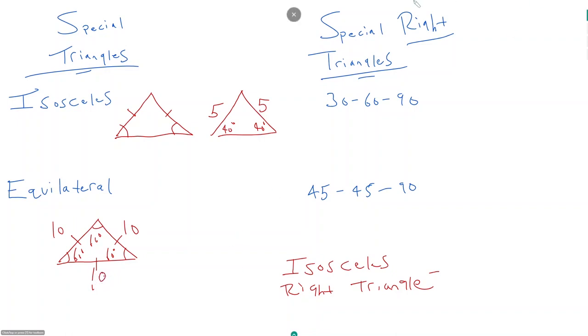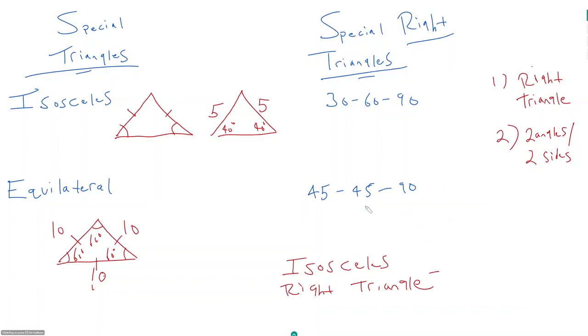So now let's talk about our special right triangles. We'll start by talking about our 45, 45, 90 triangles. To know you have a special right triangle, you need to know two things. You need to know that you have a right triangle to start. And then once you know that you have a right triangle, you need to know either two of the angles, which just means one additional angle in addition to the 90-degree angle, or two of the sides.